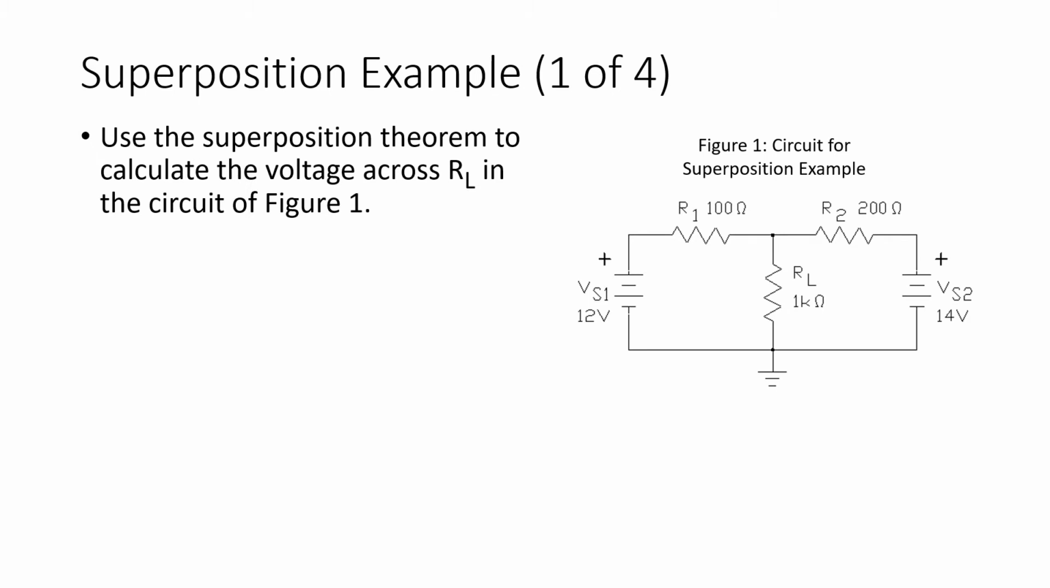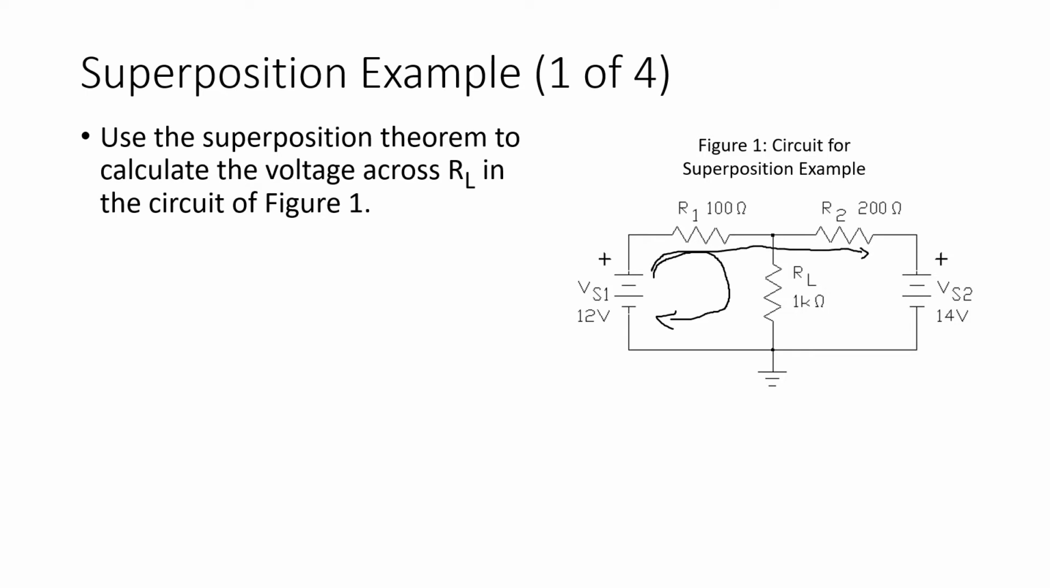So let's look at an example of the application of the superposition theorem. Understand that when we look at the circuit of figure 1, this is a multi-source circuit. We've got two DC sources, VS1 and VS2, applied to a series parallel combination of resistors. And of course, VS1 is going to supply some current. Some of it goes this way. However, some of it can go this way.